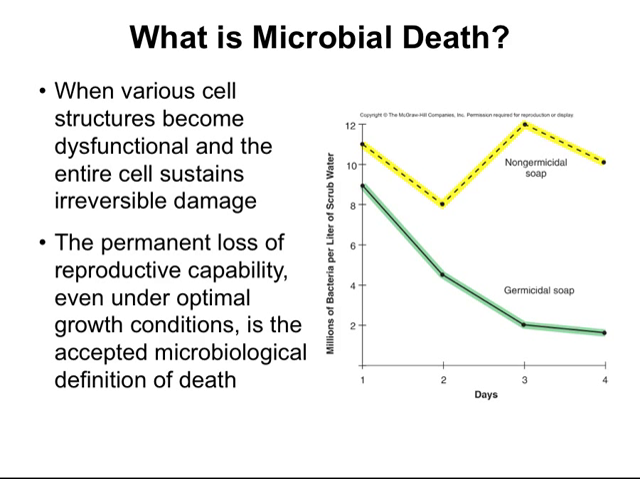However, when we look at a cell, just the fact that it's become still doesn't necessarily mean that it's dead. So we define death as when various cell structures have become dysfunctional and the entire cell sustains irreversible damage. The way that we can really establish that this has happened is that the cell has lost its reproductive capabilities. So we've got irreversible damage to the cell's machinery. It's no longer able to grow or metabolize. The permanent loss of reproductive capability, even under optimal growth conditions, is the accepted microbiological definition of death.